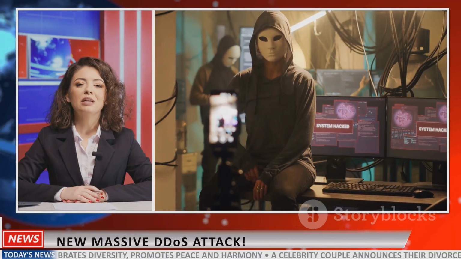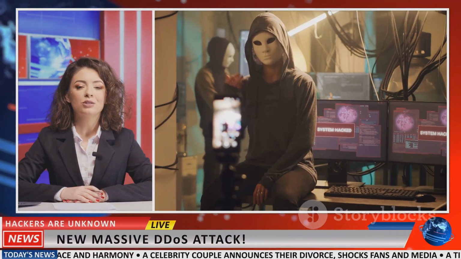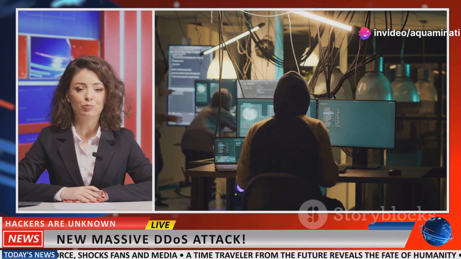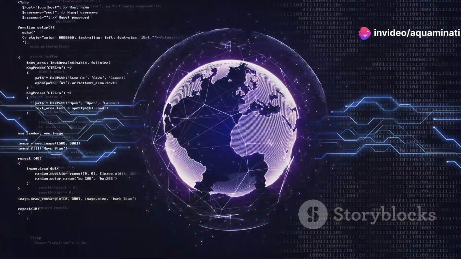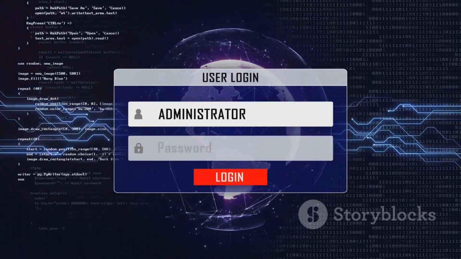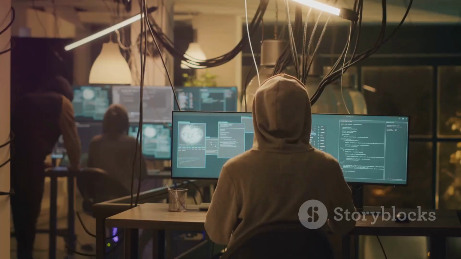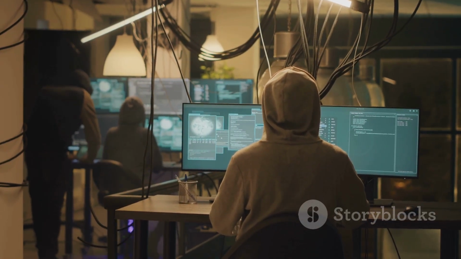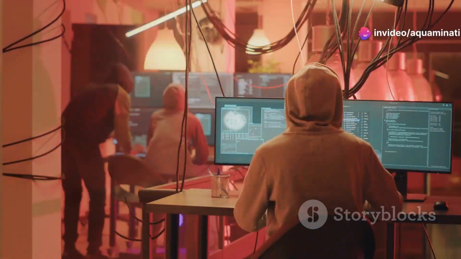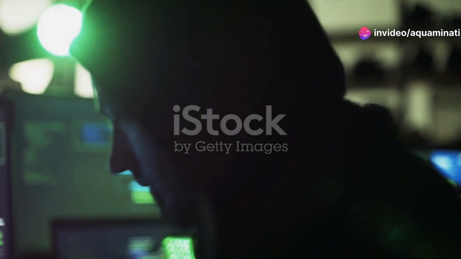The discovery of a zero-day vulnerability often makes headlines, as it did with the Heartbleed bug in 2014. This critical flaw in a widely used encryption library left millions of websites vulnerable to data theft. While not all zero-day vulnerabilities are as widespread or impactful as Heartbleed, their potential for damage is significant.